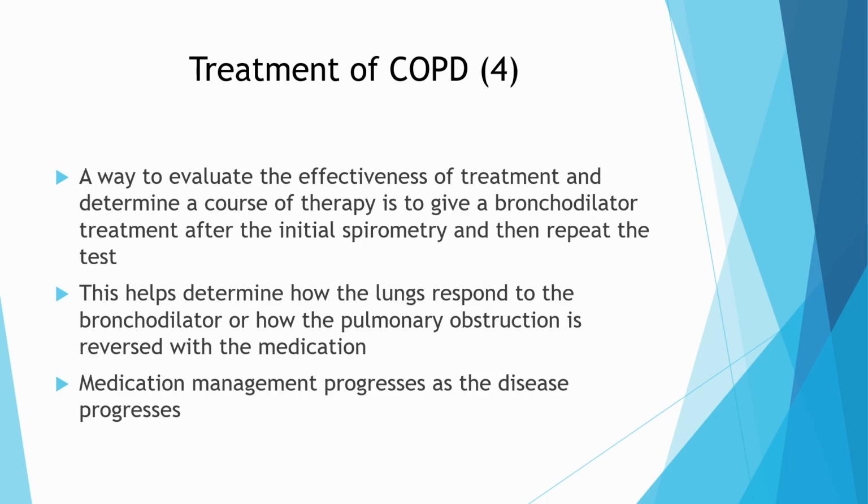So, a way to evaluate the effectiveness of treatment and to determine a course of therapy is to give a bronchodilator treatment after the initial spirometry and then repeat the test. This will help to determine how the lungs respond to the bronchodilator or how the pulmonary obstruction is reversed with the medication. So medication management will progress as the disease progresses.